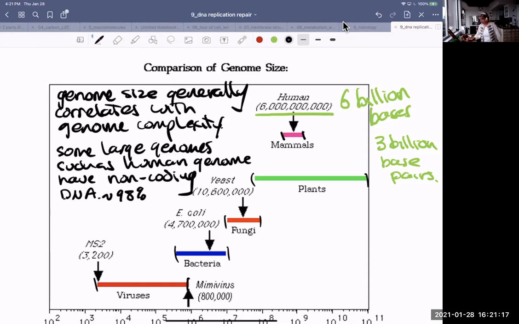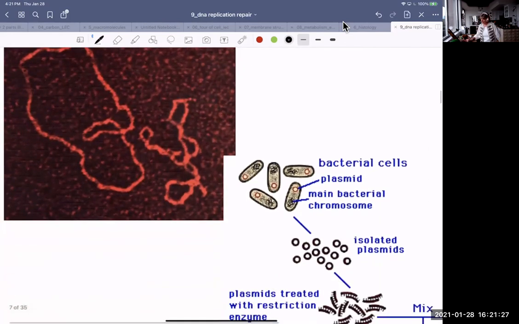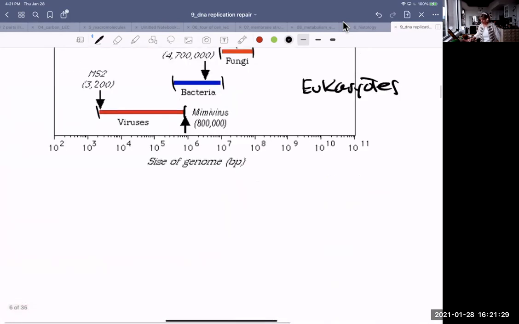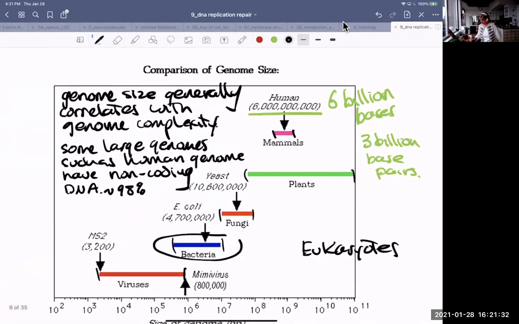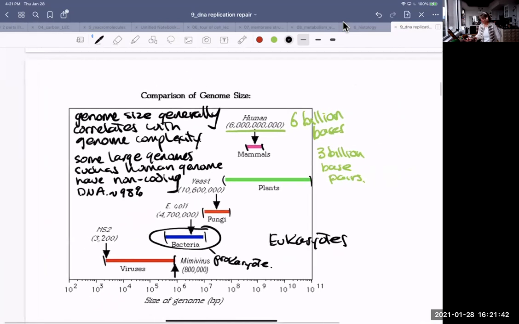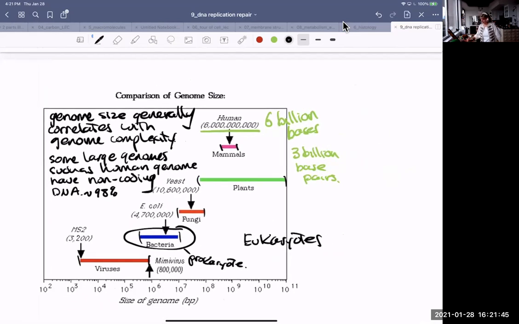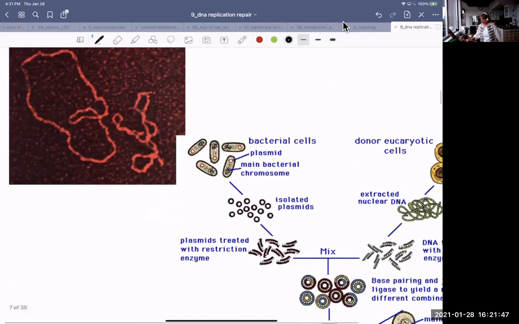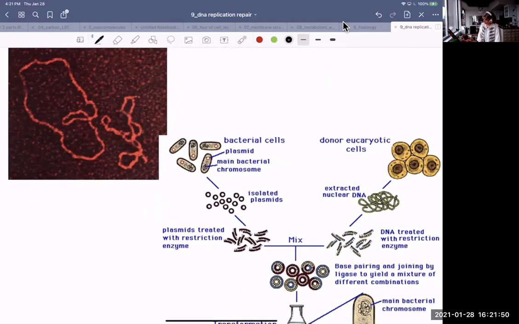These are all eukaryotes. The prokaryotes have smaller genomes. Sorry, they're not all eukaryotes. Bacteria is a prokaryote. And of course, the viruses are considered a non-life form because they're not actually cells. So prokaryotes, bacteria, they have smaller genomes. They're often circular.